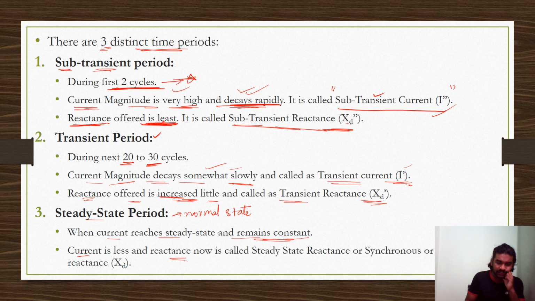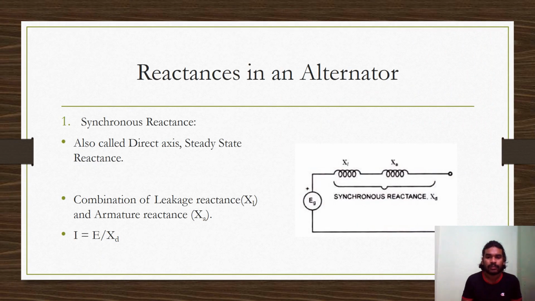And now the reactance is called steady state reactance, or synchronous reactance, or direct axis reactance Xd. It is denoted by Xd, please keep in mind. Now we have seen different types of reactances in this alternator. Now we will study in detail about these different reactances.